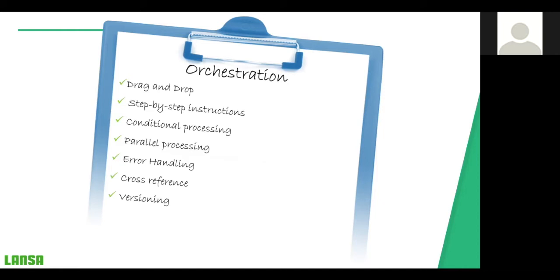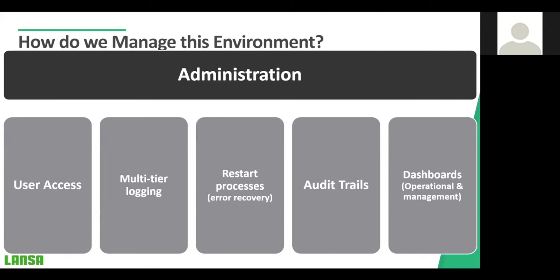And whether you're going to do conditional processing or whether you want to break down these large processes, you can do. We have inbuilt error handling, and we'll see a little bit more of that in a second when we go on to the admin side of things. And again, we have this cross-referencing, and like with maps, we have the versioning. So if I make a change to a process, if I break it, I can always roll it back to the previous version.